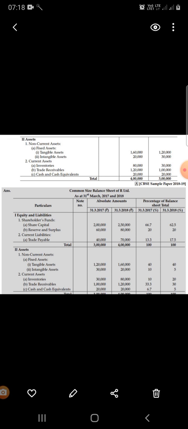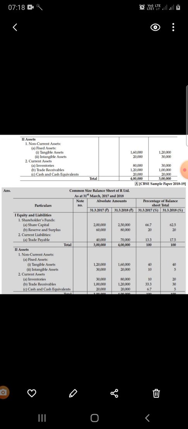After writing all the equities and liabilities, below that we have to write all the assets as in our question. Initially we have to write non-current assets. All the fixed assets of tangible and intangible nature have to be written below that, and the values have to be placed in their respective columns for the years 2017 and 18: 1,20,000 and 1,60,000 for the tangible assets, and 30,000 and 20,000 for the intangible assets.